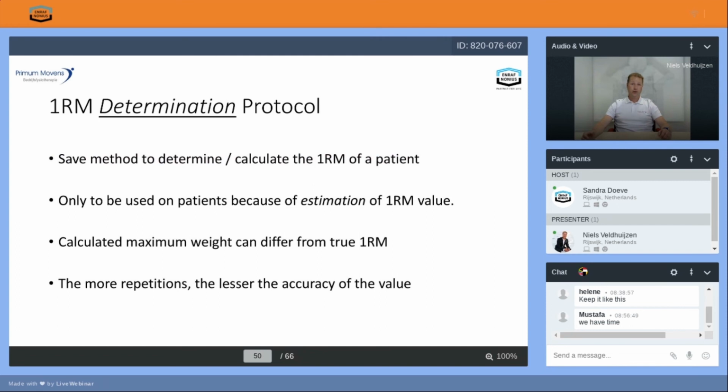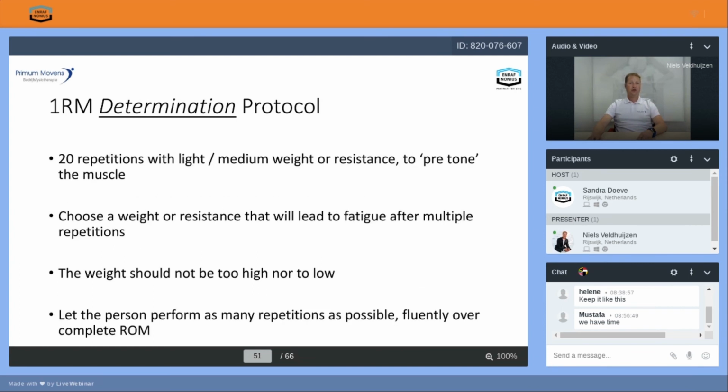It's only to be used in patients because it is an estimation of the 1 repetition maximum value. If you use this on healthy people, due to the measurement error that I spoke about before, you will not be as specific. You can calculate the maximum weight, but the calculated maximum weight can differ from the true 1 repetition maximum. Once again, it's more specific than just trial and error, finding out what is possible in the patient. The idea behind this is the more repetitions, the less accurate the value is.